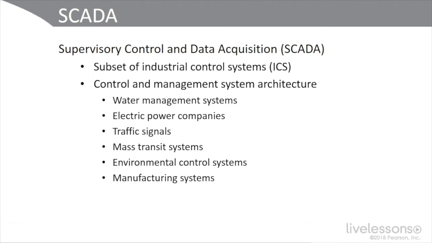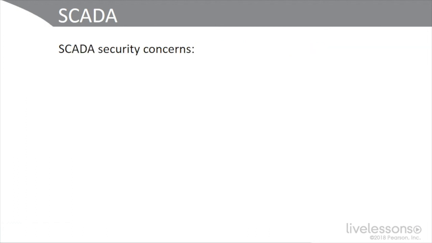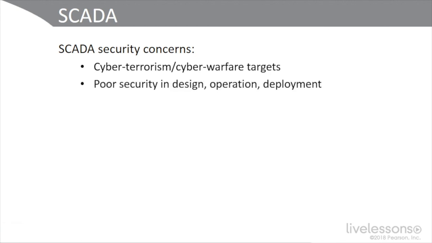A lot of these systems are not air-gapped and are actually on the internet for remote access, remote control, and monitoring purposes. Some of the main security concerns to be aware of on the exam for SCADA are cyber terrorism or cyber warfare targets against the power grid or water systems. Typically, they weren't designed with security in mind, so more often than not, they have poor security, not just in the design, but also in the operation and deployment.